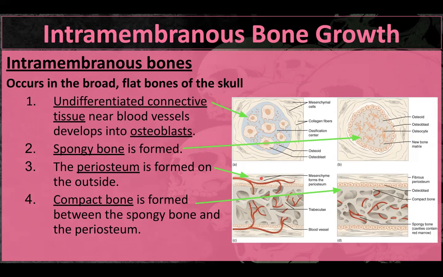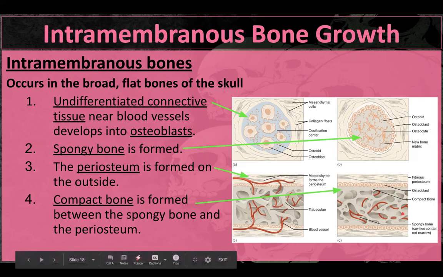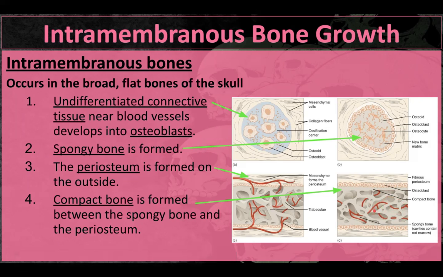The next thing that forms is compact bone, again from these osteoblasts forming the bone tissue. But now we have compact bone that is formed in between the periosteum and the spongy bone. And that is our intramembranous bone. If you were to cut or saw a flat skull bone and look at that cross section, you would see that it is not a solid bone. You would actually have these little gaps that make the center of that bone look spongy. That is because of the spongy bone.